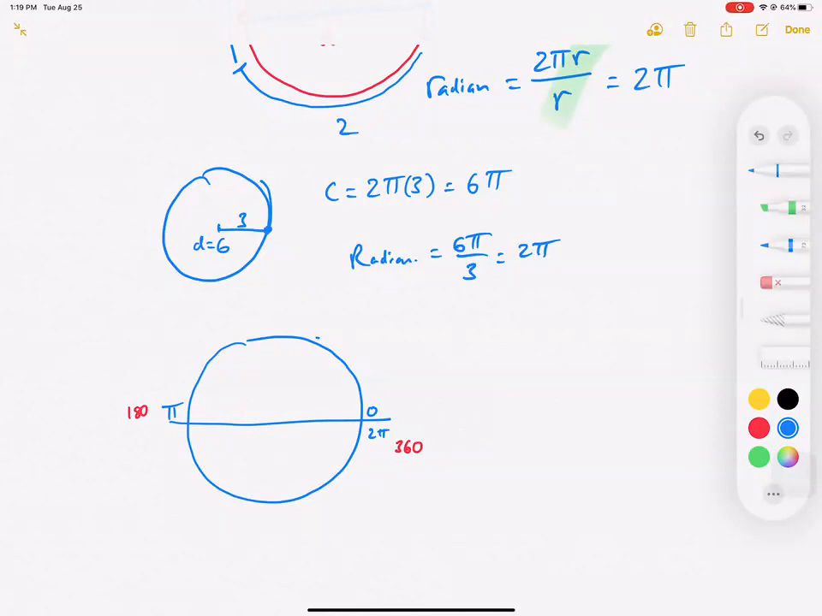Let's cut this in half again. What is half of 180? That's 90 degrees. And half of pi is just pi over 2.